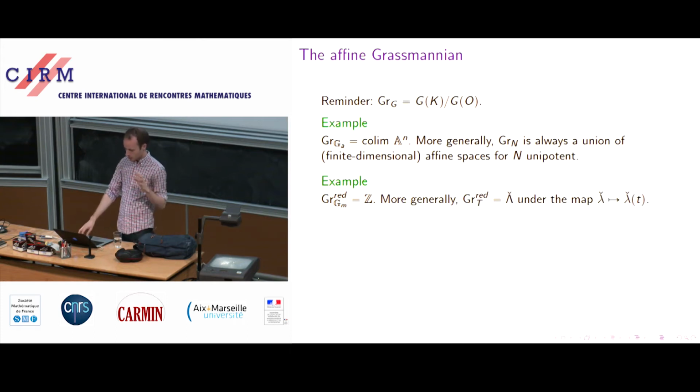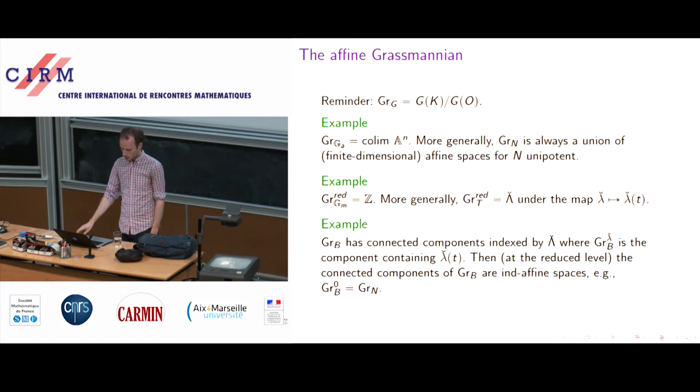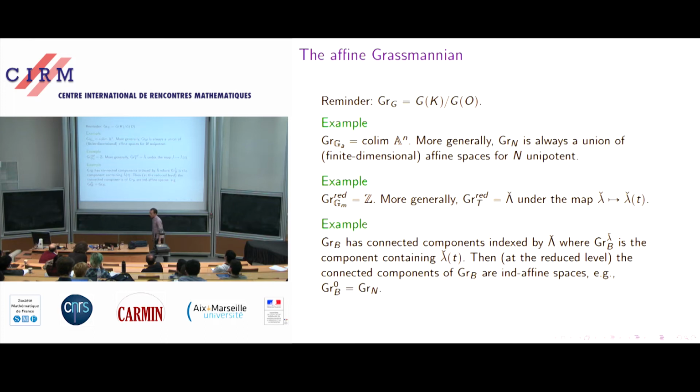More generally, you extract the co-weights from the affine Grassmannian for T, so it's a kind of duality already. The isomorphism sends lambda check to lambda check of t, where t is the uniformizer in our Laurent series ring. And finally, the affine Grassmannian for B has connected components which are the same as the points of Gr T, and each of these components is an ind affine space. So this is a generalization of the statement for N.